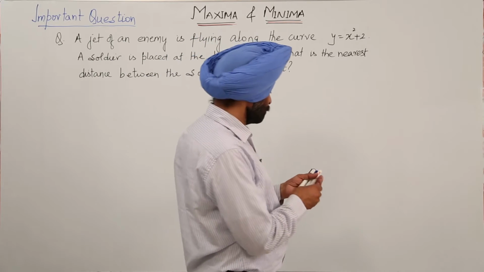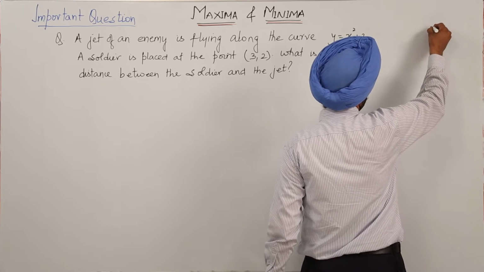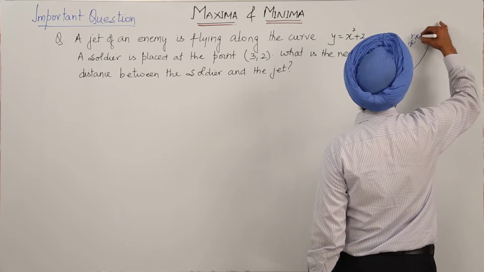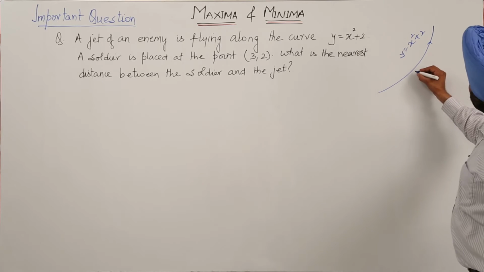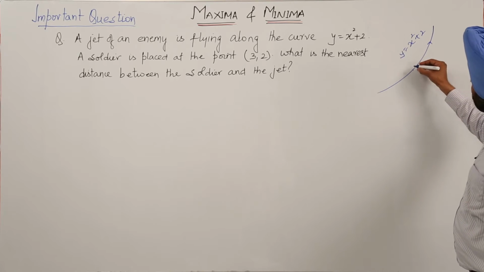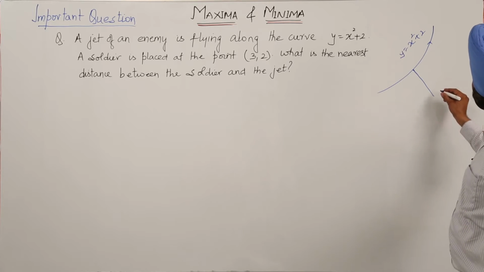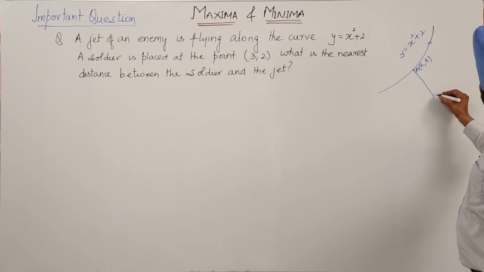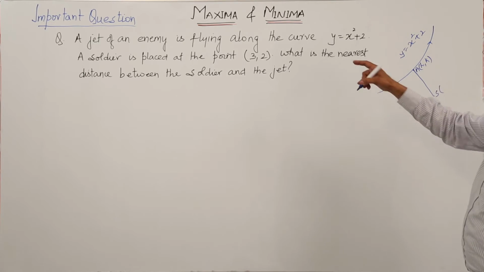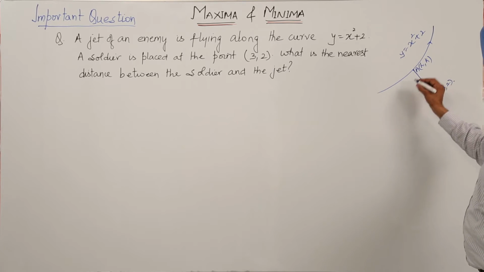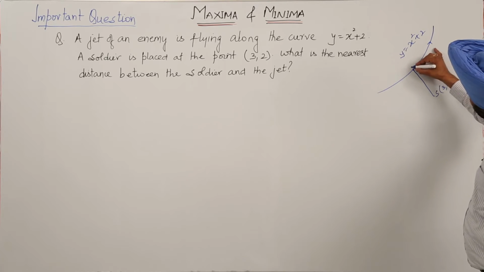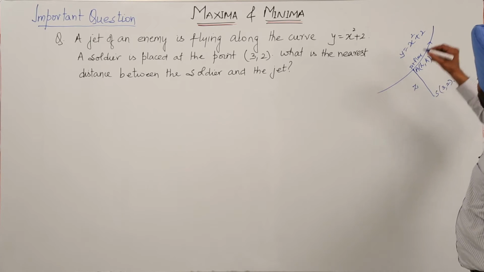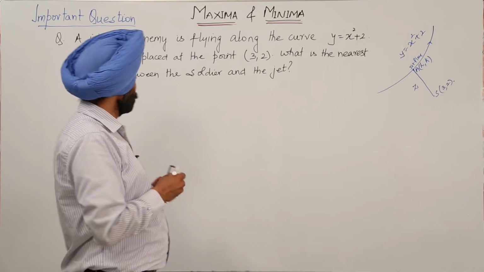Let's suppose a jet is flying in this way, and the equation is given, y is equal to x square plus 2. Suppose this is the point which is the least distance, and this point is A, with coordinates (h, k). This is the position of the soldier S, given as (3, 2). Let the distance between the soldier and the plane be z. Now let's solve it.